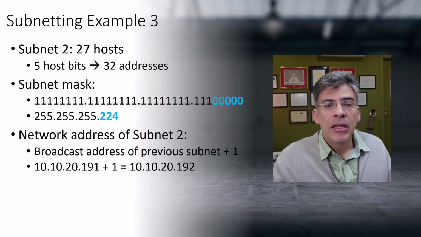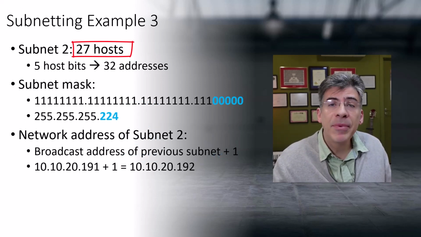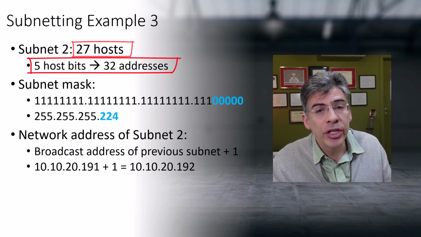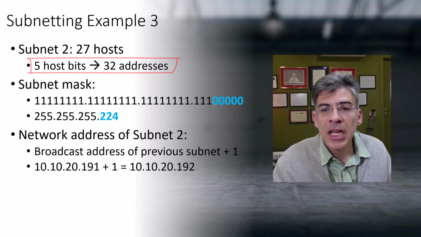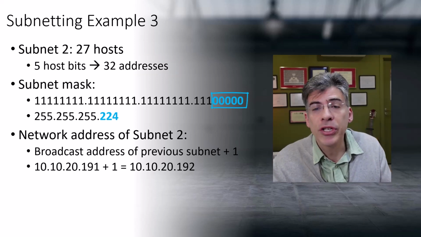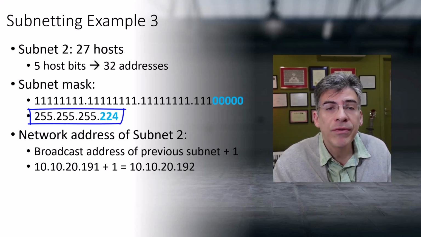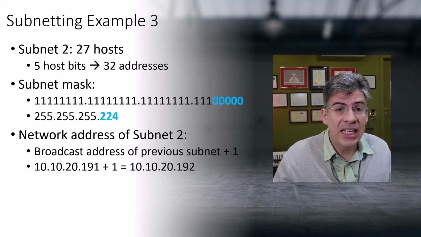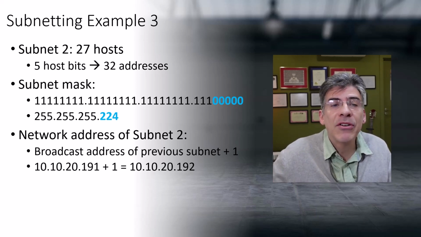Here we see again the size of subnet number 2 is 27 hosts. For this subnet, we need to use a subnet mask that provides us with 32 hosts. That means that we need 5 host bits. Now looking at the subnet mask, we get 5 zeros at the end for the host portion, which translates to a subnet mask of 255.255.255.224.